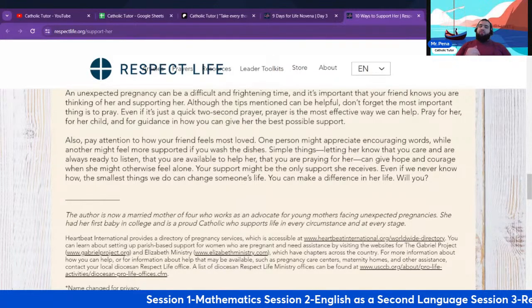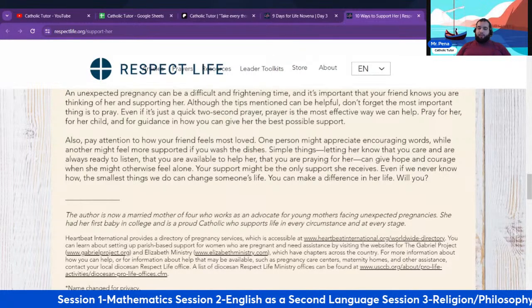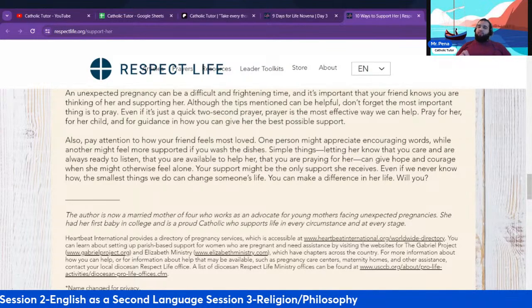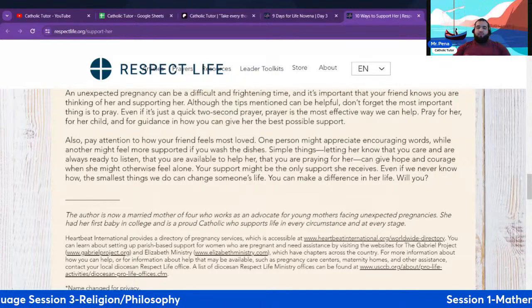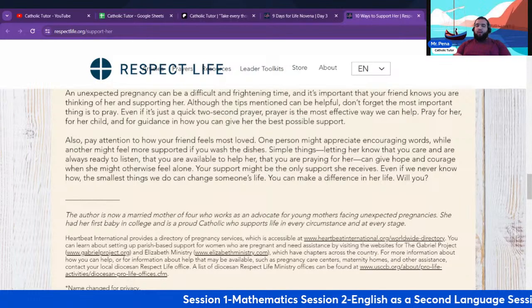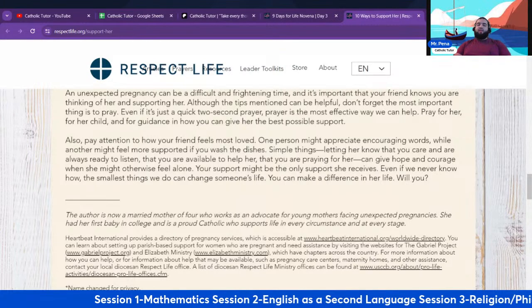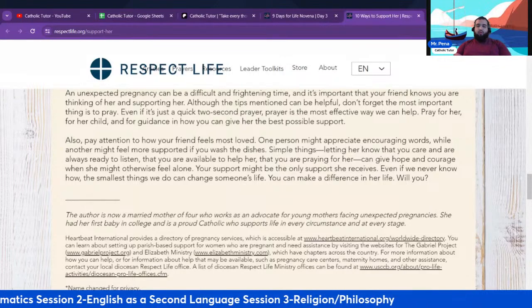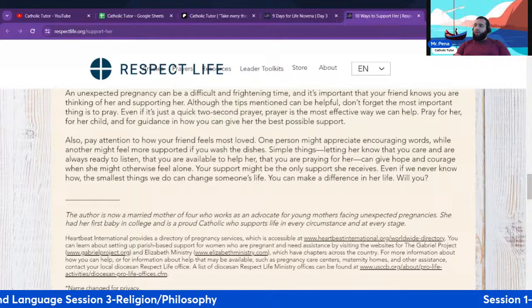Also, pay attention to how your friend feels most loved. One person might appreciate encouraging words, while another might feel more supported if you washed the dishes. Simple things, letting her know that you care and are always ready to listen, that you are available to help her, that you are praying for her, can give hope and courage when she might otherwise feel alone.